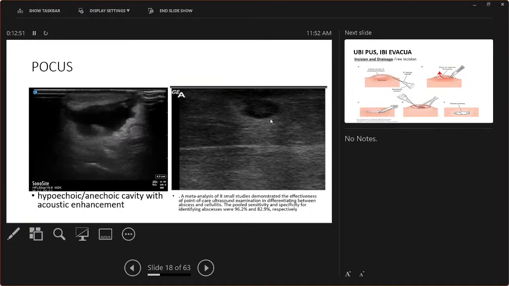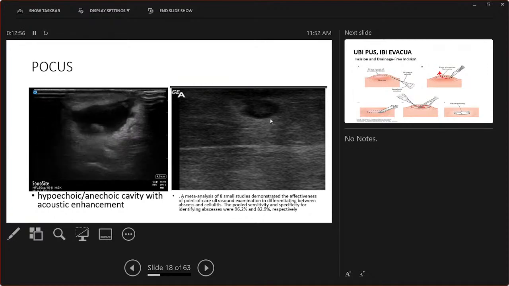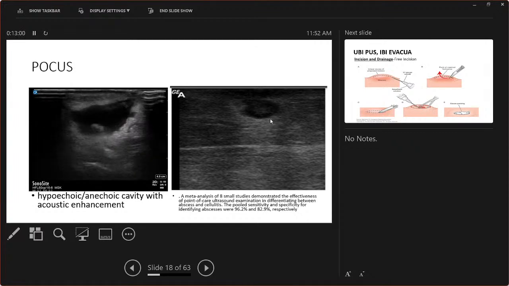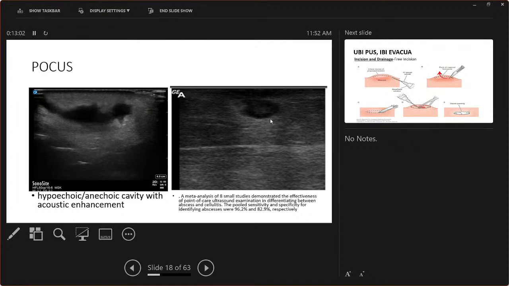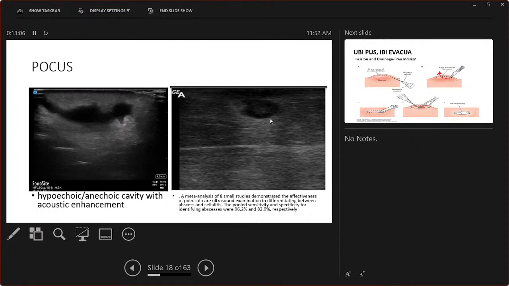In certain regions, we should also differentiate this from lymph nodes. We can put on the color Doppler and find out that it is not a lymph node. The sensitivity of focused ultrasound in identifying abscess is also high, around 96%.